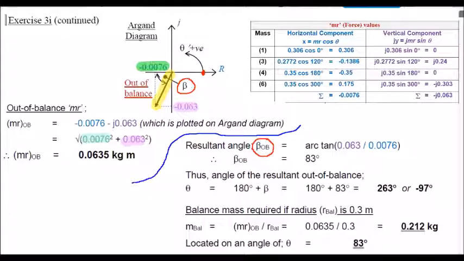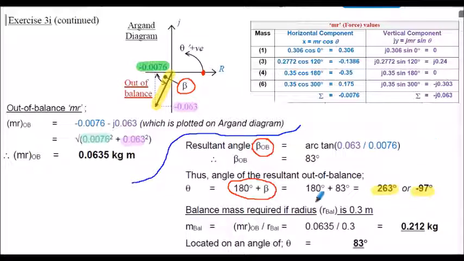But we must dimension it from the origin shown up here. So we need to add to that the 180. So do be careful that you draw your vector diagrams or your Argand diagrams, you get the correct quadrant, and then you work out the appropriate angle. So 263 degrees, or if you wanted to, you could have negative 97 degrees, but 263 degrees in the anti-clockwise direction from the origin shown.